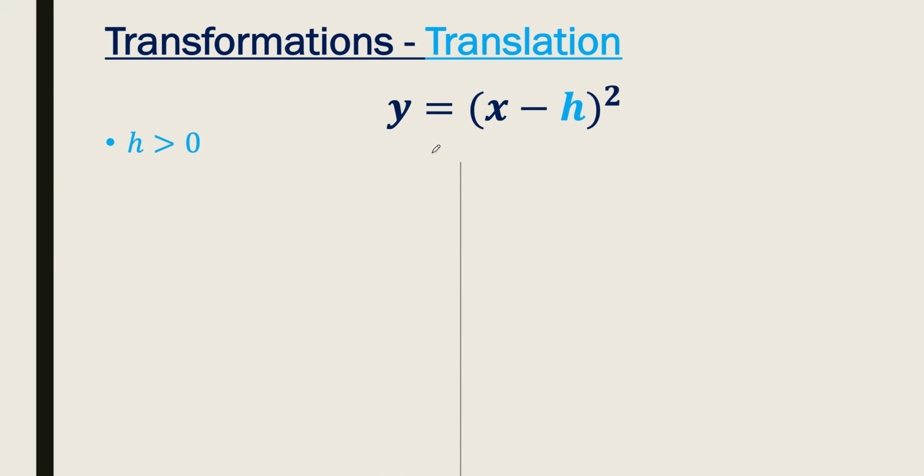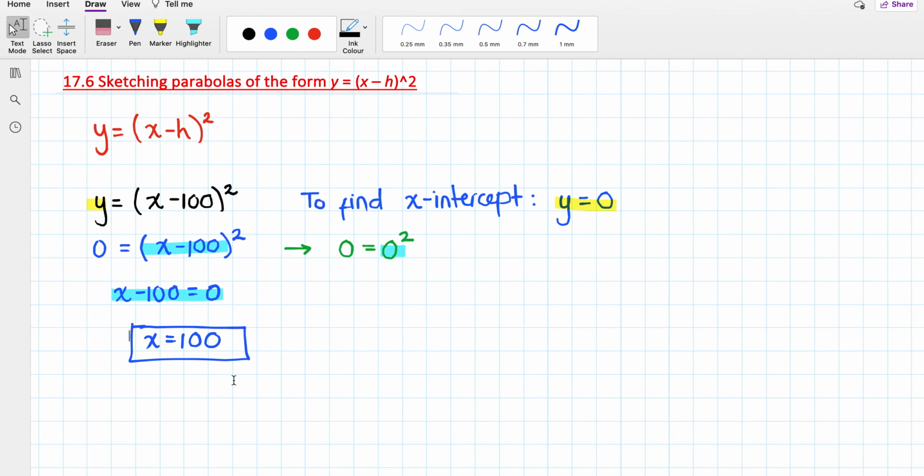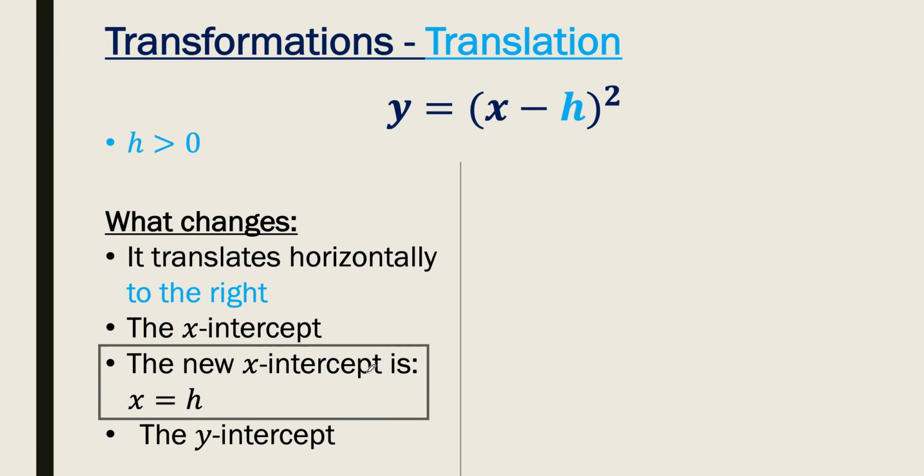Coming back to this, again, I have a negative here and the h is positive. What changes? It translates horizontally to the right. So the x-intercept is going to change, as we saw. And the new x-intercept is going to be x equals h. That's what we found here. The new x-intercept is going to be equal to that value of h. Okay, good. And the y-intercept also changes.